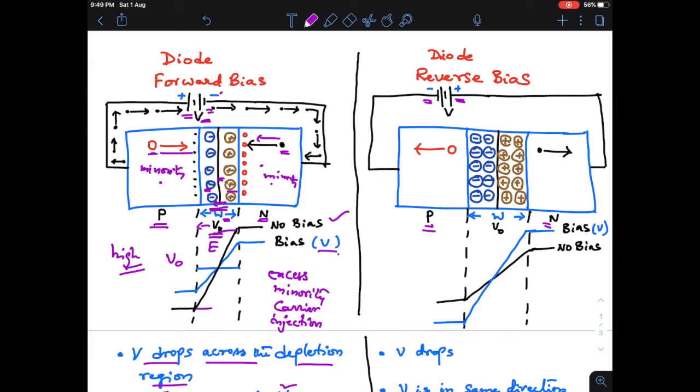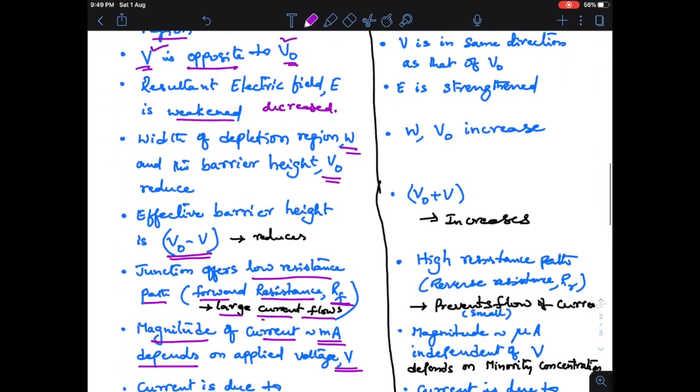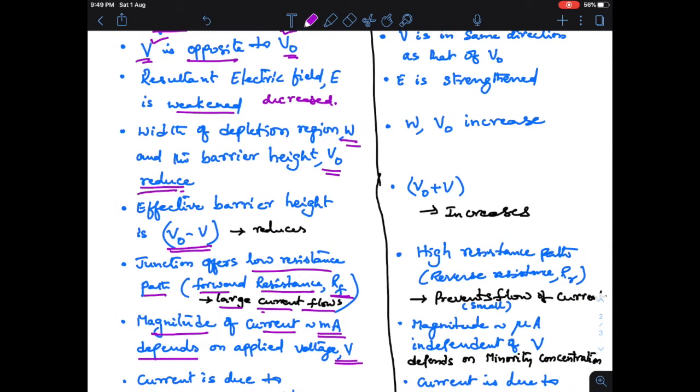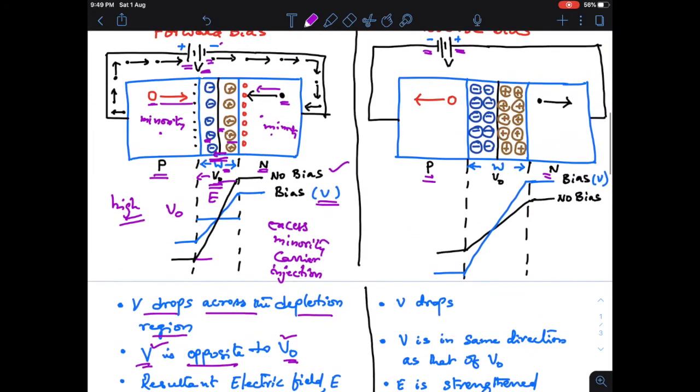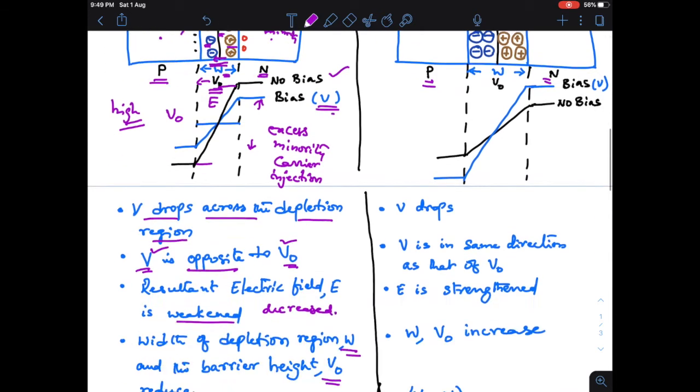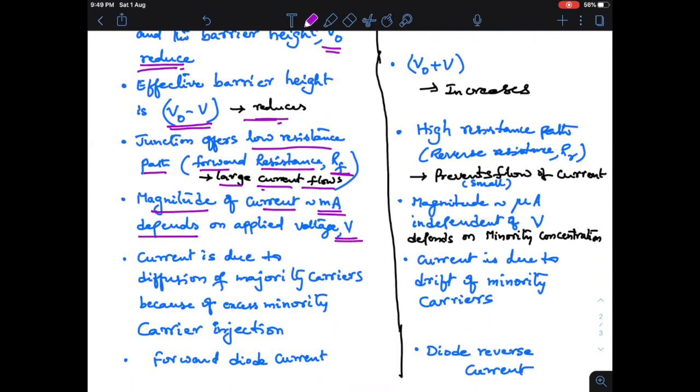But when you apply V, what is happening? As I mentioned here, it reduces. So the effective value reduces, therefore the height of this is now from here to here. So this is when the bias is applied. So it depends on the applied voltage V.